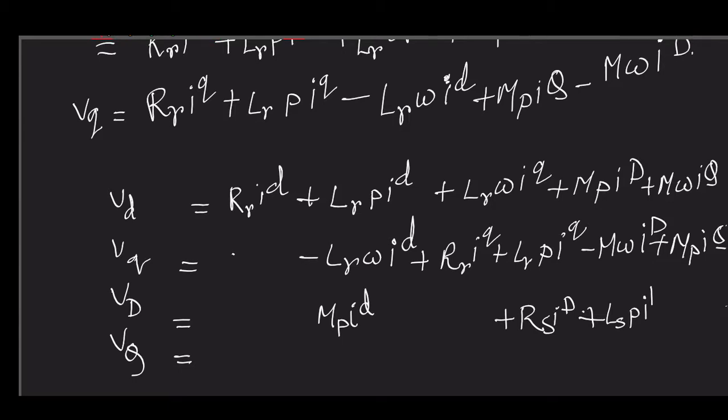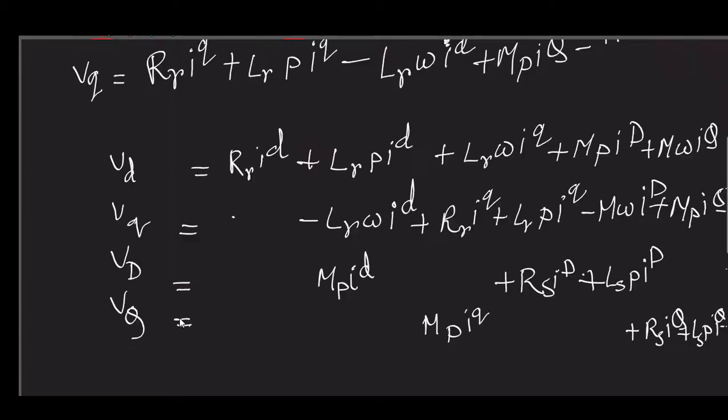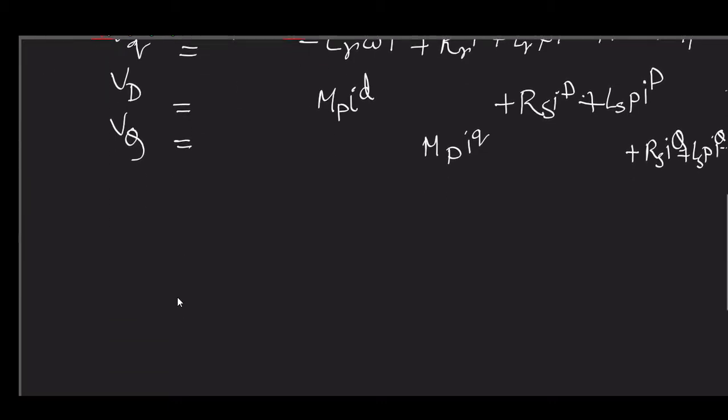And vQ will be this. So with this form, if you try to write in matrix form, now you will get things with constant coefficient.